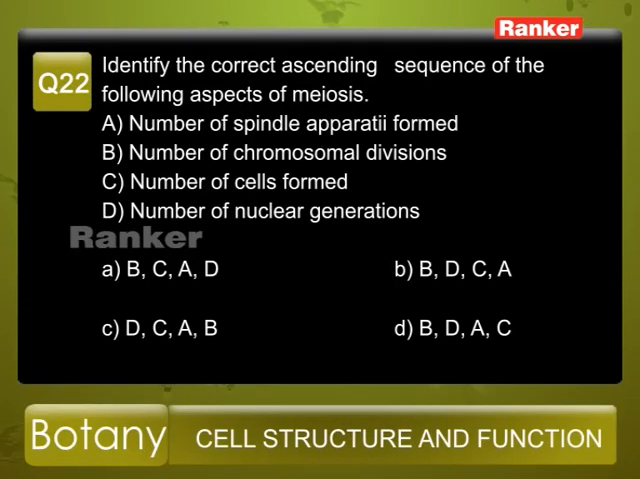Question number 22. Identify the correct ascending sequence of the following aspects of meiosis. A, number of spindle apparatuses formed. B, number of chromosomal divisions. C, number of cells formed. And D, number of nuclear generations. The given options are: option A, B, C, A and D. Option B, B, D, C and A. Option C, D, C, A and B. Option D, B, D, A and C.